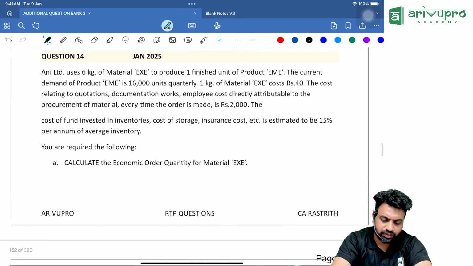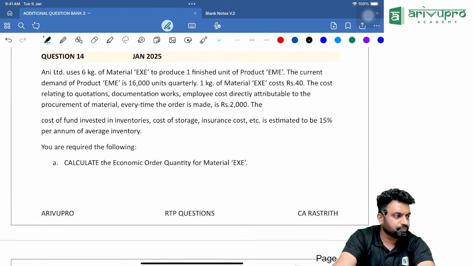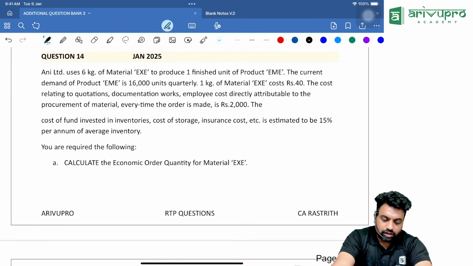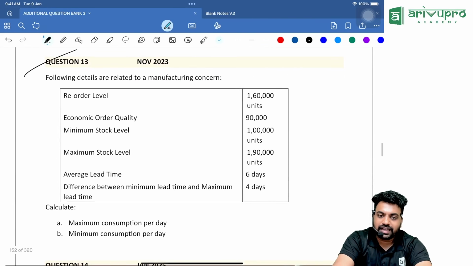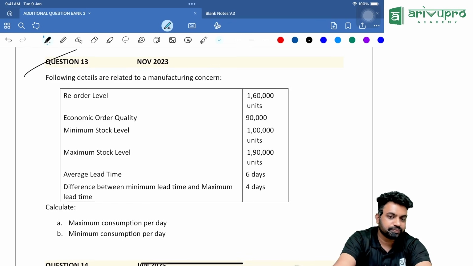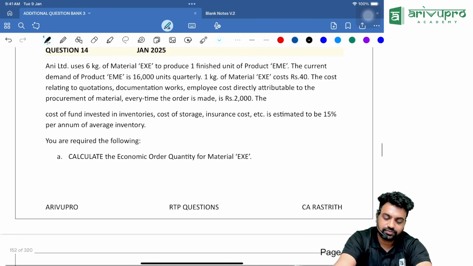13 is done. 13 is that repetitive question of PYP. I think PYP it was January question, right? January 25. And in RTP, November 23. If at all anyone seen and went November 23, peace. 4 marks. See this, 14th question.